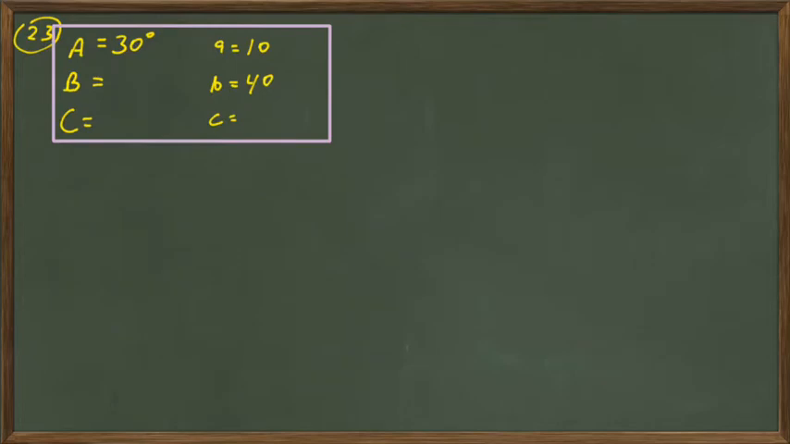Okay, let's look at number 23. Again, I know both A's. So I'm going to do A over sine of A, but which one do I want to use now? Why would I use B and not C?